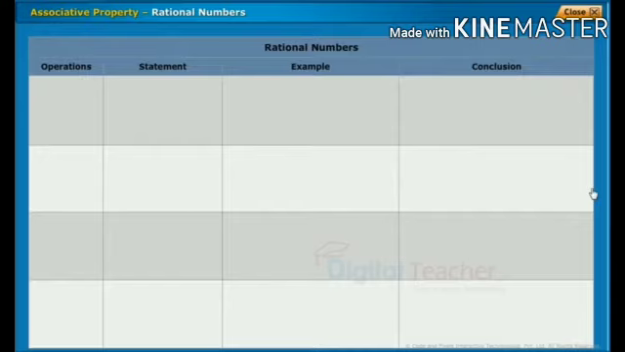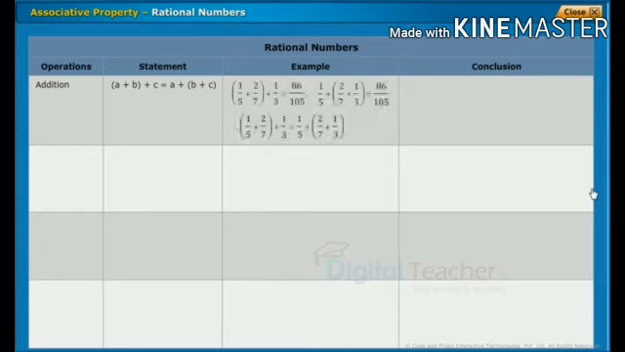The first operation we are going to see is addition. The formula is (a + b) + c = a + (b + c). So we'll substitute some numbers and see whether LHS is equal to RHS. 1/5 + 2/7 + 1/3 is equal to 86/105. LHS is equal to RHS. So addition is associative. Now let's check for subtraction.